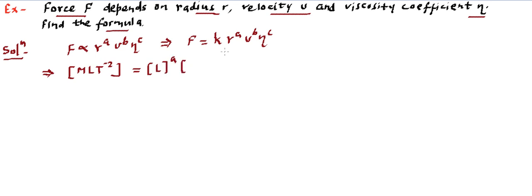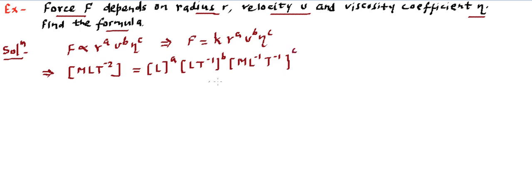Then we will need to write the dimension of v. v is the speed or velocity. Velocity is length dependent and time dependent, so it's going to be L T raised to power minus 1, this whole raised to power b. And now for the viscosity coefficient, we need to remember what its dimension is. If you look at the table, you will find it is M L raised to power minus 1, T raised to power minus 1, and this entire power is c.